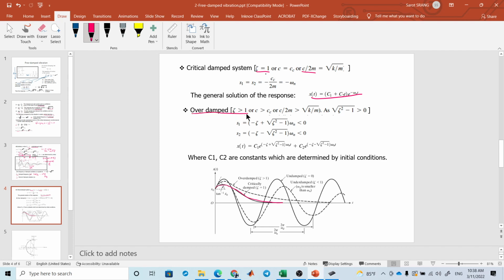And the last case, overdamped. Overdamped means when you pull the mass and release it, it just goes up slowly to the equilibrium point and stops there, like that. So the bigger the damper, the slower it moves. So this one is overdamped.